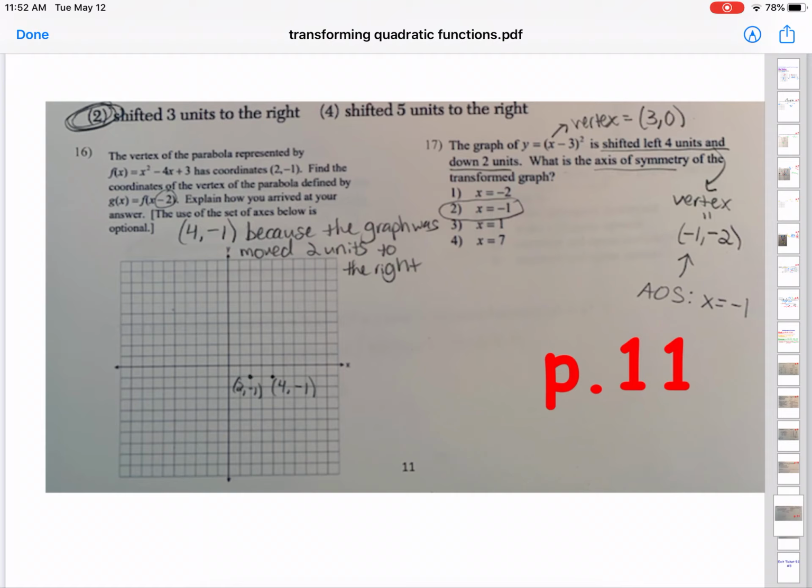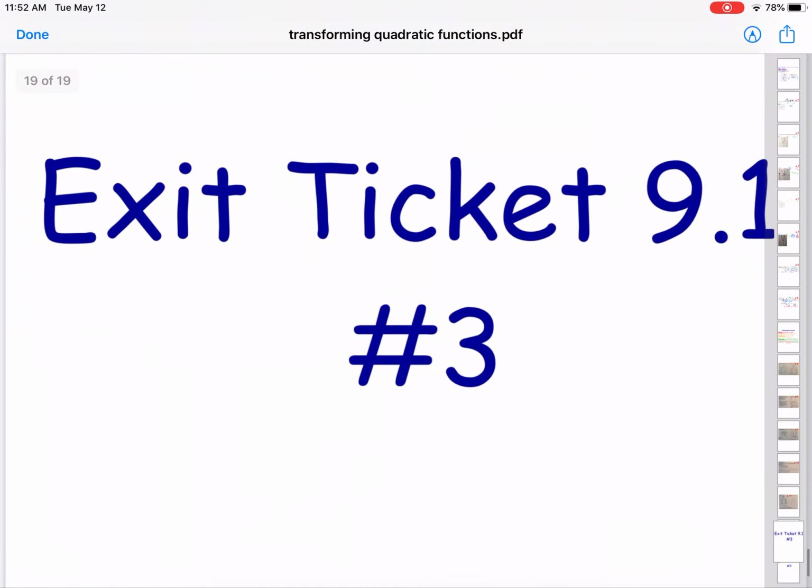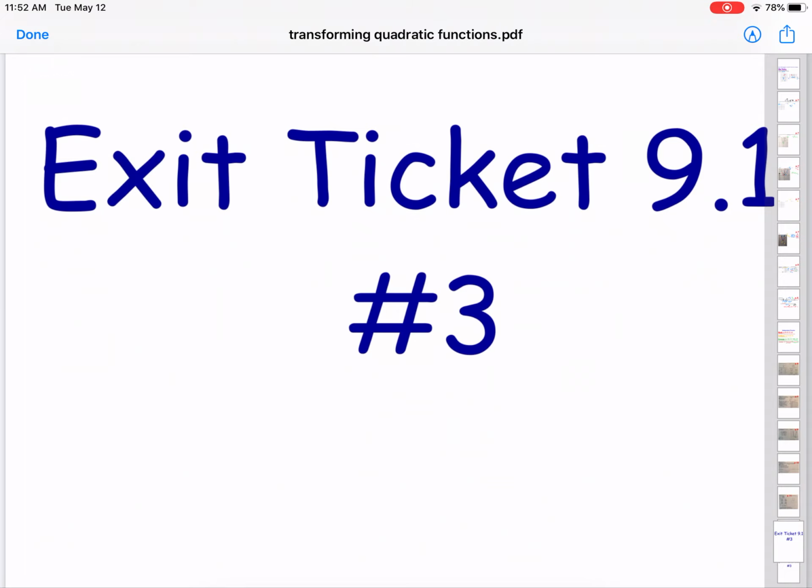You'll notice that a lot of these problems came from old Regents exams. They like to ask about transforming quadratic functions. That's a popular question on the Regents. If you have any questions about any of these problems, please let us know. Otherwise, you are now able to answer number 3 on the exit ticket, which is the last question. Go ahead and try that exit ticket question, and then you should be able to turn in that exit ticket. And also on homework 9.1, you are now able to answer numbers 3, 4, and 5. So you should also be done with homework 9.1 as well.